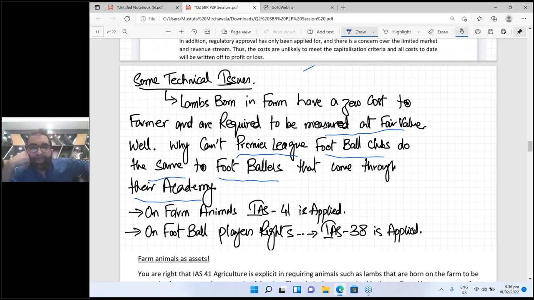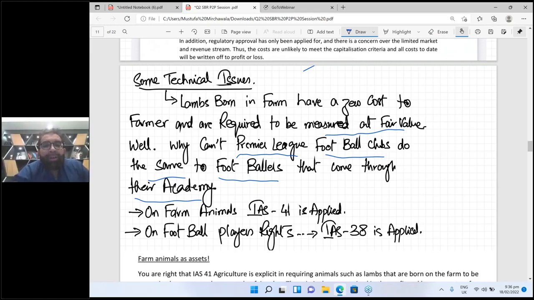In the farmhouse, when the newborn baby of a goat is coming, you always recognize it at fair value and you book income. But in the Premier League, when you are getting a footballer from your own back office, from your own academy, you can't recognize it. What is the logic? The first answer is C.